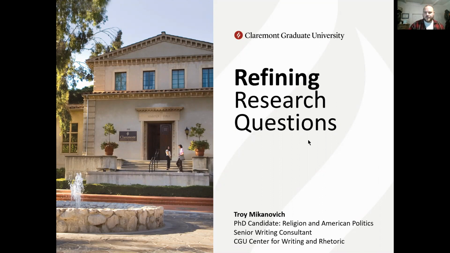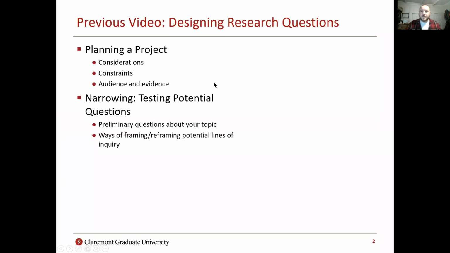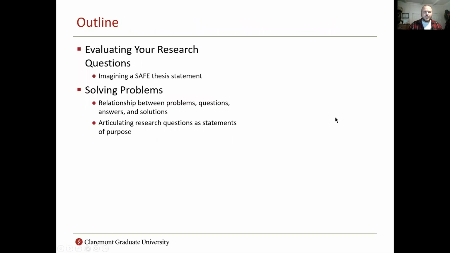If this is your first time joining us, we had a previous video on how to design a research question, starting from planning a project, what considerations you have to think about, and then narrowing down your question by testing potential questions, preliminary things you should ask yourself, and ways of framing and reframing potential lines of inquiry. Today, though, we're going to be talking about evaluating your potential research questions, and we're actually going to work backwards by imagining the thesis statements that you might come up with as you answer this research question.